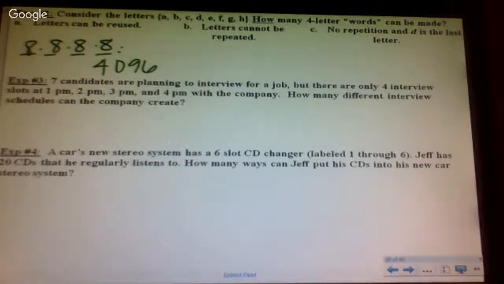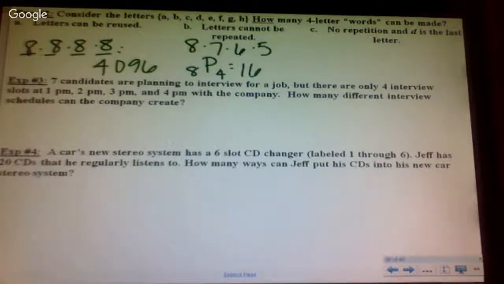Part B. You can either write it out or you can permutate it at this point. Letters cannot be reused. First option, I had 8, 7, 6, 5. Another way to write this is 8 permutate 4. I started at the number 8. I want it to go down every time, and I want 4 spaces to be filled.